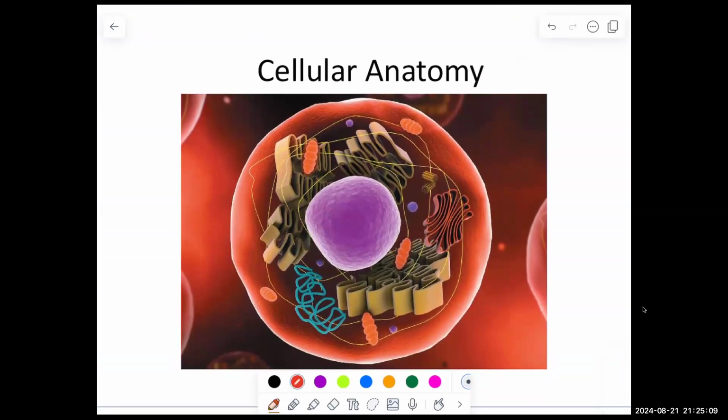Jump into chapter 3. Cells. Okay, I'm going to ask you again. I know it was a while ago that I asked you. What are cells made of? Cells are made of more than one what? Two or more organelles. What is an organelle?